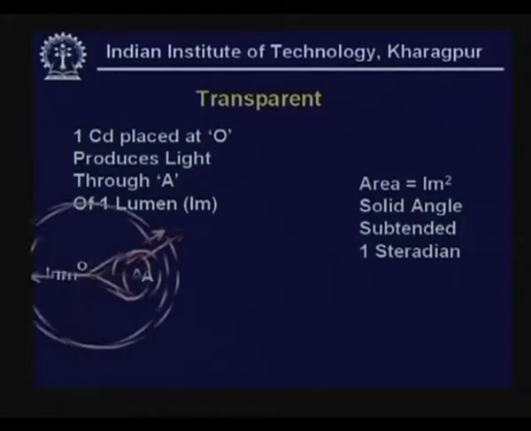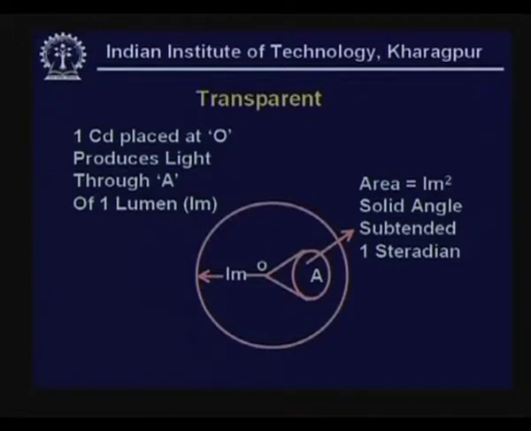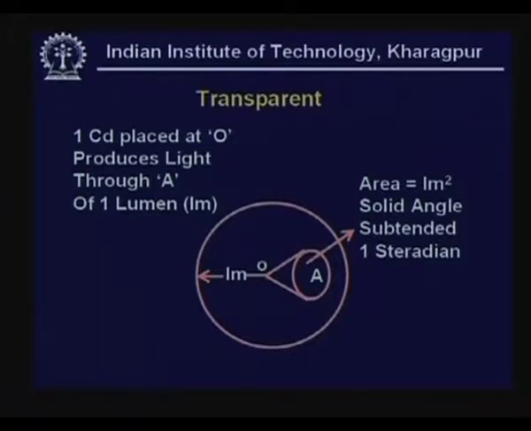In order to understand this, let us consider a transparent sphere at the center of which we place, which is marked O, a light source which produces one candela, and consider on this transparent sphere, whose radius is 1 meter, a solid angle of 1 steradian. If we consider a solid angle of 1 steradian, it encompasses an area of 1 meter squared on the transparent surface. The normal light output due to this would be standardized as the basic unit of what we call luminous flux, and is defined, or by definition we call it as 1 lumen.